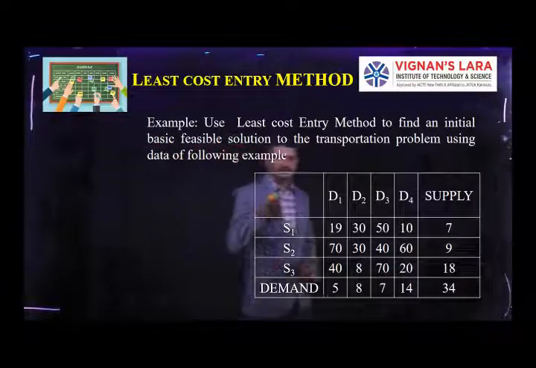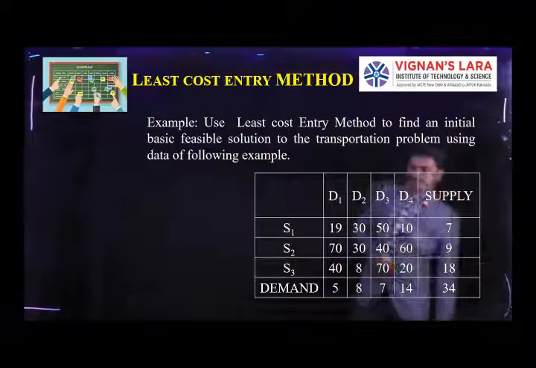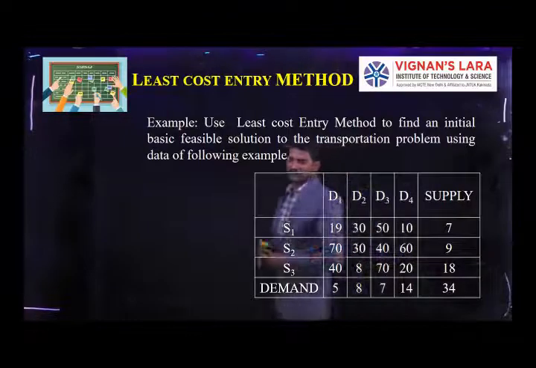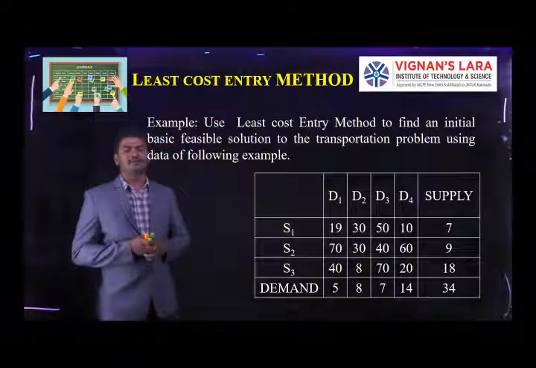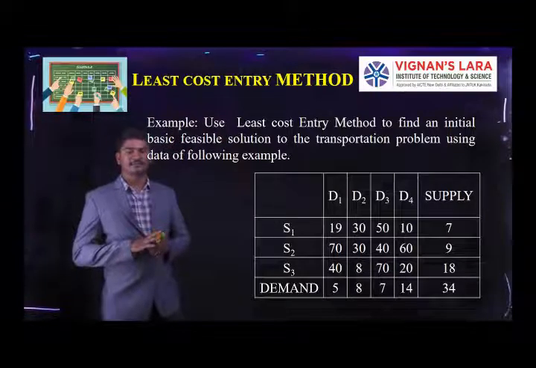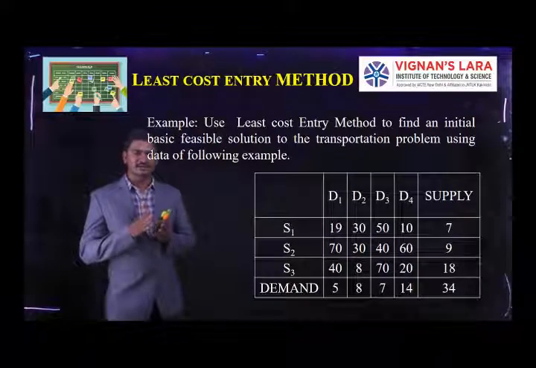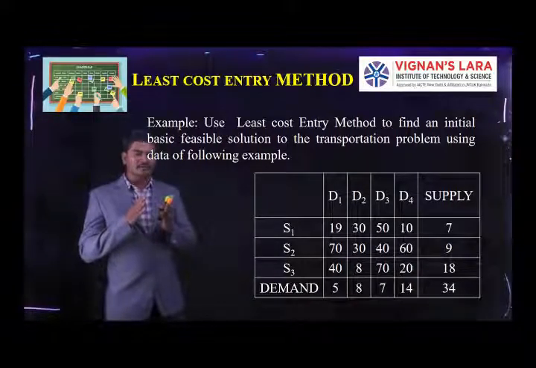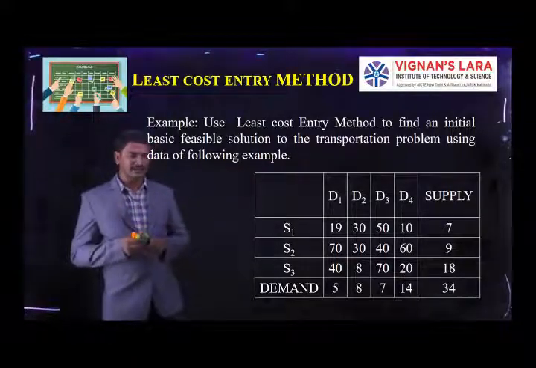Here we have 3 supplies, S1, S2, S3, and 4 demand stations, D1, D2, D3, D4. In the table we have the values 19, 30, 50, 10, 70, 30, 40, 60 and 40, 8, 70, 20. These are the unit costs, and the demand is 5, 8, 7, 14. The supply is 7, 9, 18.